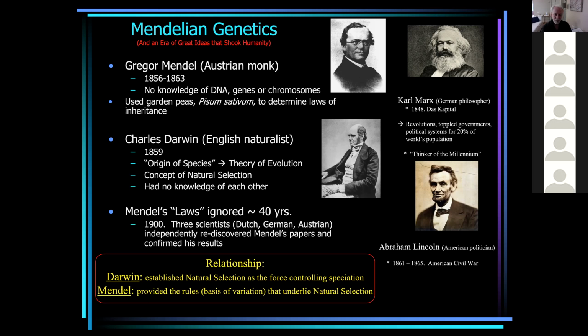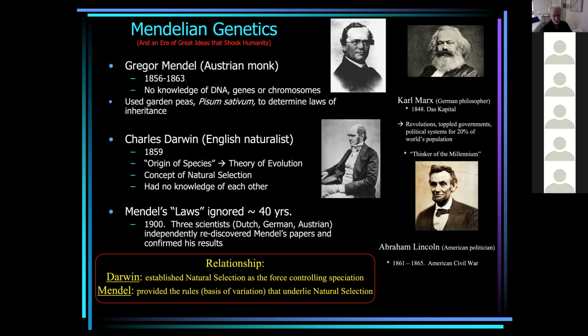Charles Darwin, we're going to spend a lot of time talking more about him. He published in 1859 a seminal book called The Origin of Species, and from that arose the theory of evolution. And along with that, the concept of natural selection and how it shapes speciation as environmental conditions change. As far as we know, these two had no knowledge of each other. They did their work independently, but there is a relationship between the two bodies of work.